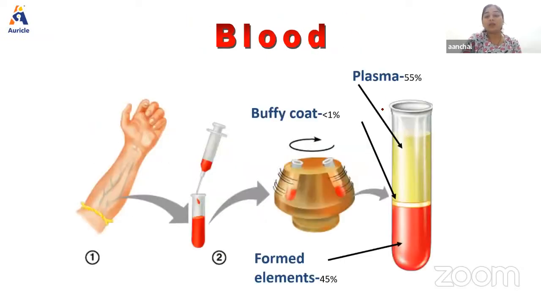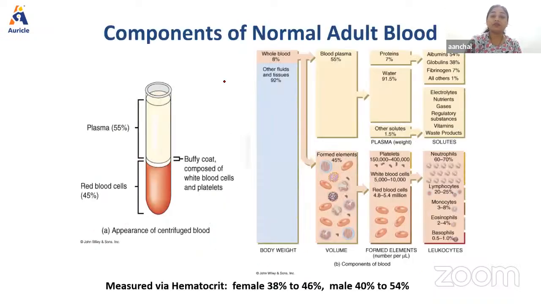Then there are some components shown in the slide that can be separated through the centrifuge machine. As we can see here, the top coat is the plasma, the buffy coat contains some WBC and platelets, and the bottom portion shows the RBCs. Then talking about the components of normal adult blood, we have 8% whole blood and 92% other fluids and tissue, right? We have 55% plasma and 45% formed elements.